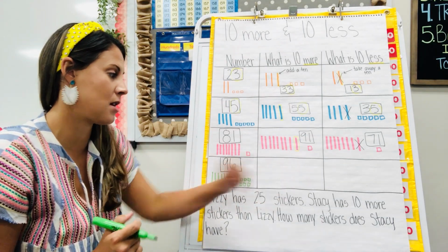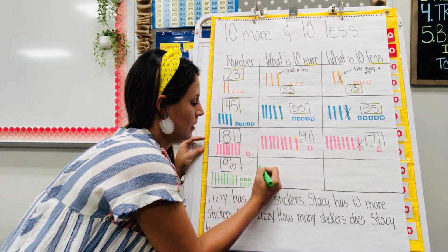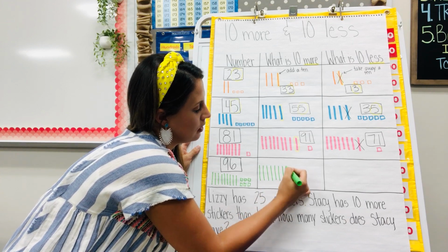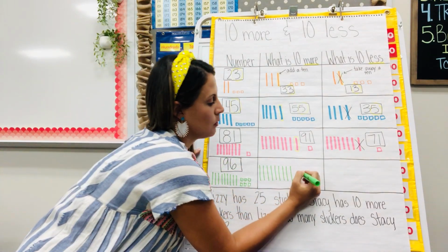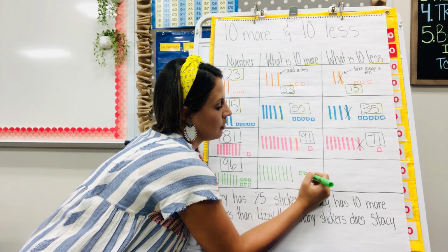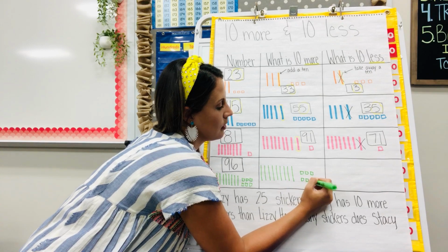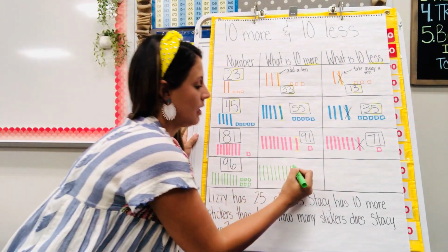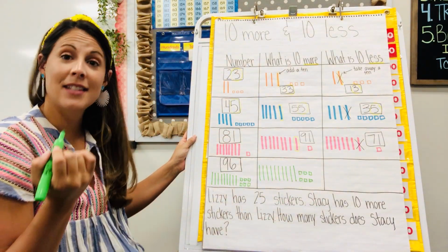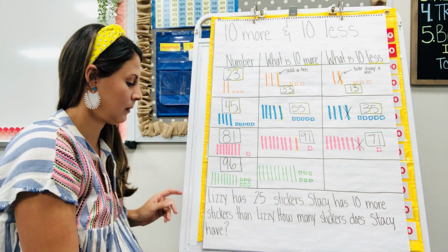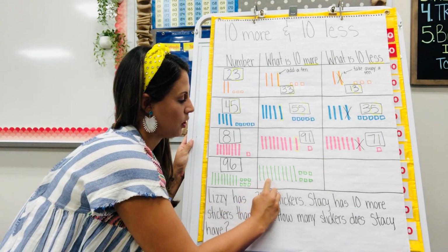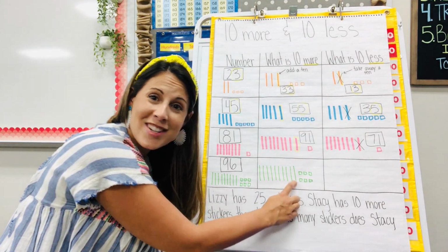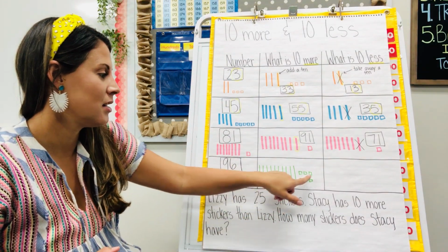So I'm going to draw my start number and then I'll add a 10. 2, 3, 4, 5, 6, 7, 8, 9. 6 ones. 1, 2, 3, 4, 5, 6. Now I have to add a 10. So I'm going to add a 10. And let's count it up and see. 10, 20, 30, 40, 50, 60, 70, 80, 90, 100.